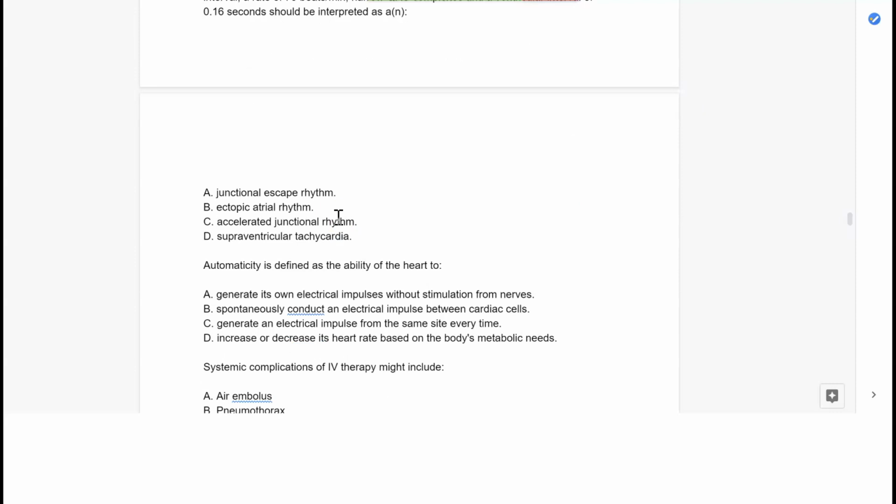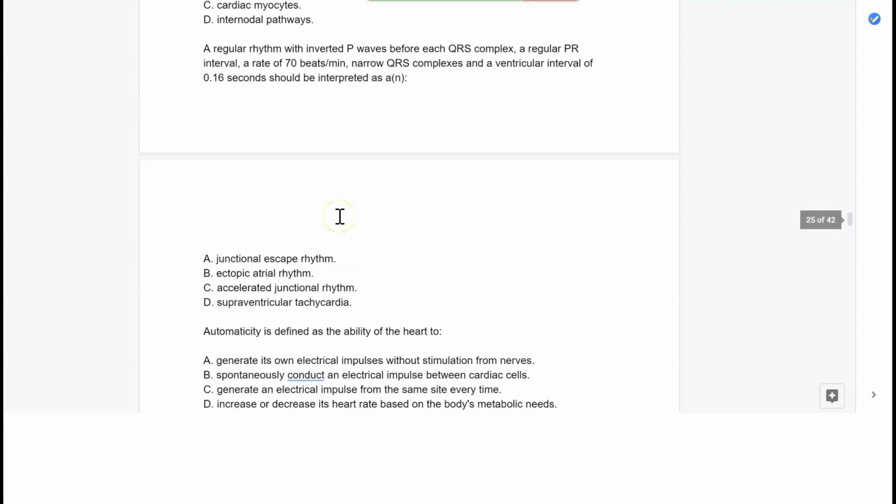All right. A regular rhythm with inverted P waves before each QRS, a regular PR interval, a rate of 70 beats a minute, narrow QRS complexes, and a ventricular interval of 0.16 seconds should be interpreted as. All right, so if we had to draw this, it would be something to that effect, right?